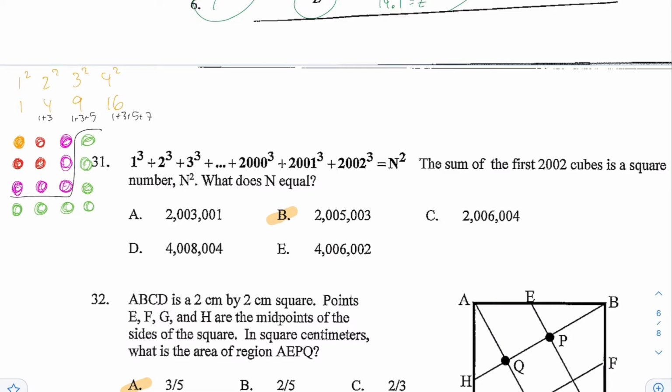And the 7 comes from this. So when you get to the n square number, you're really just adding 1 plus 3 plus 5 plus 7 all the way up to that number n. So that's a pattern for square numbers.